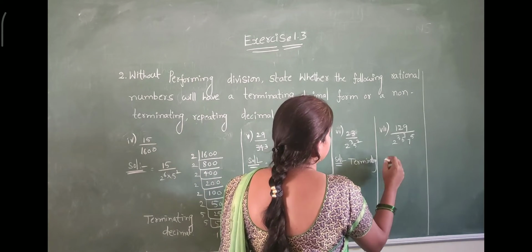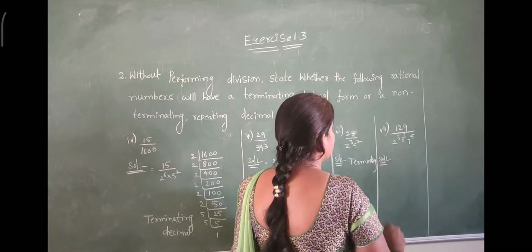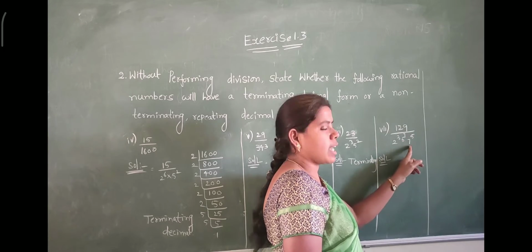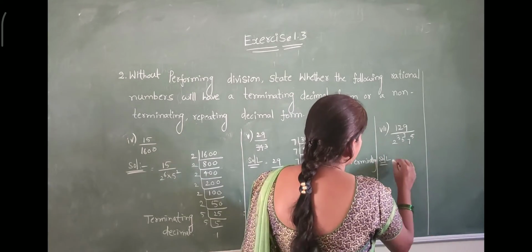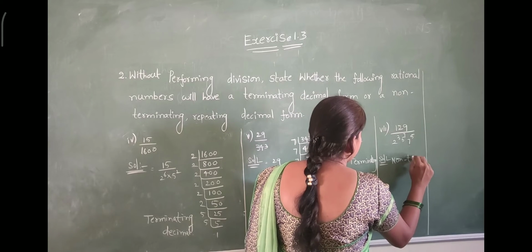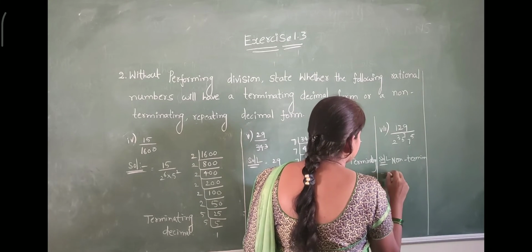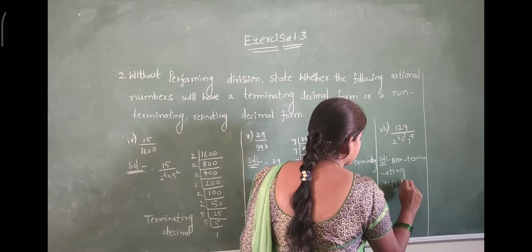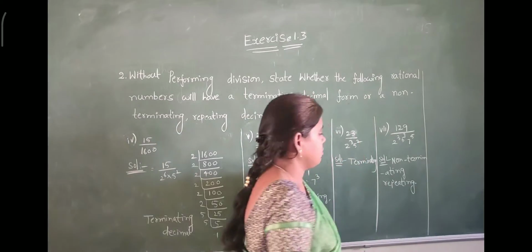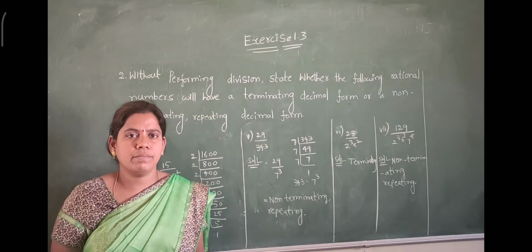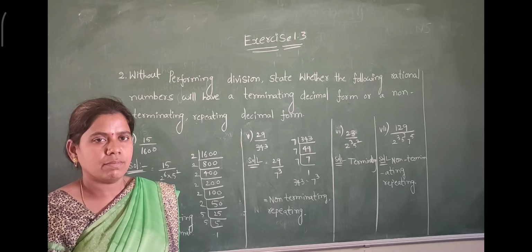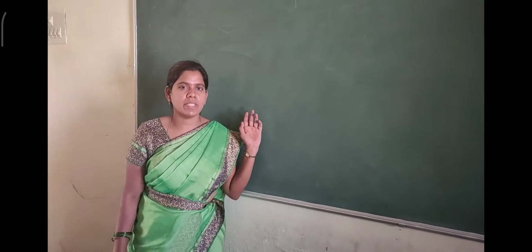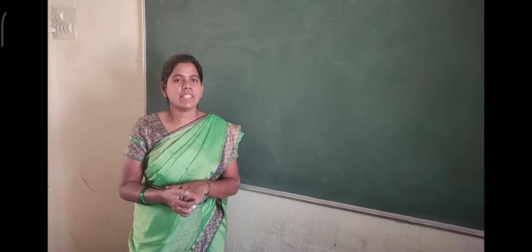Okay, go for this problem. If you observe the denominator, this is not in the form of 2 to the power of m into 5 to the power of m. There exists another number, 7, also. That's why this is non-terminating repeating. Okay, did you understand, children? Two remaining problems in exercise 1.3 are homework.